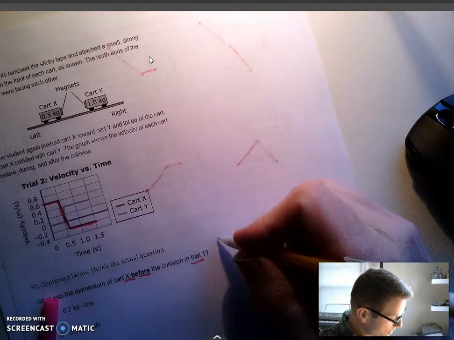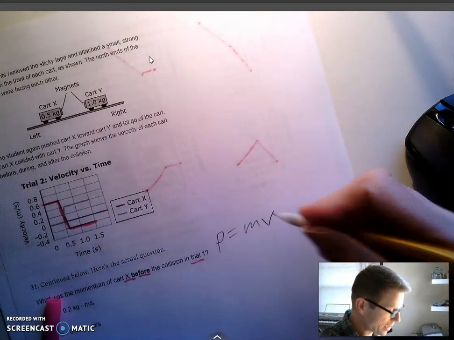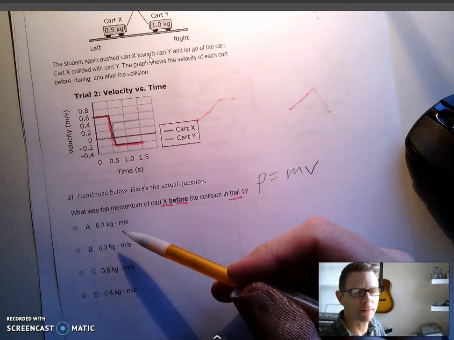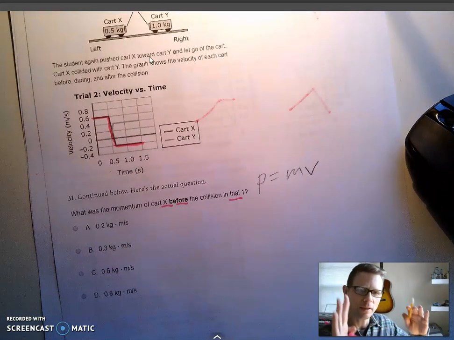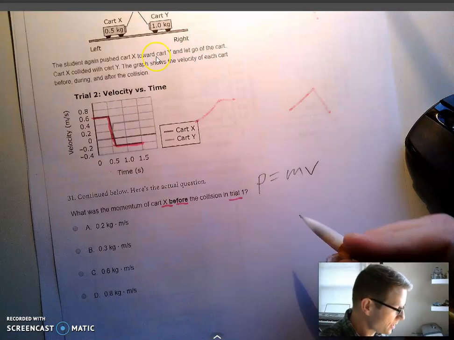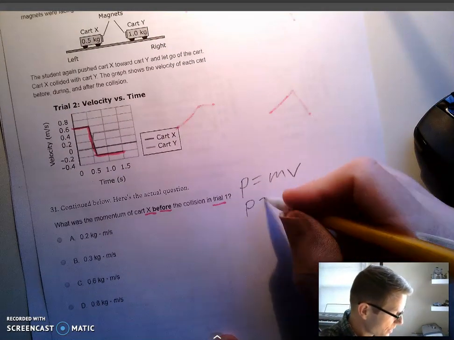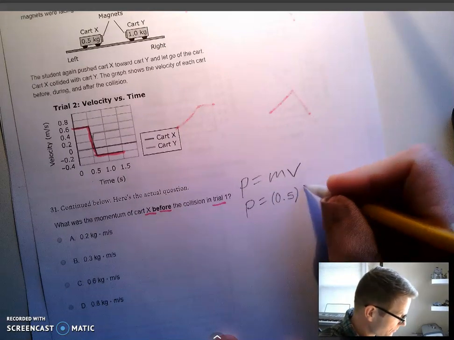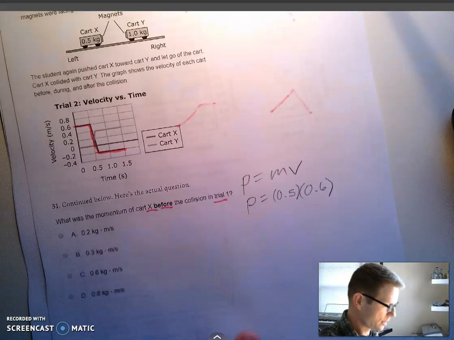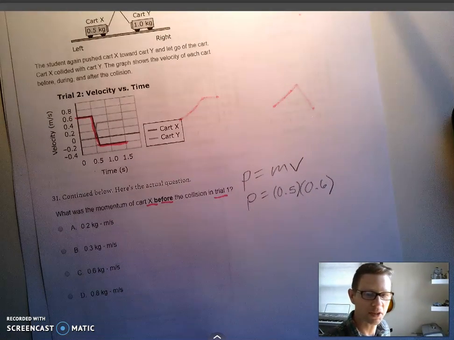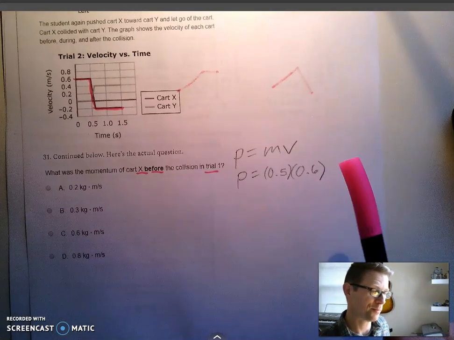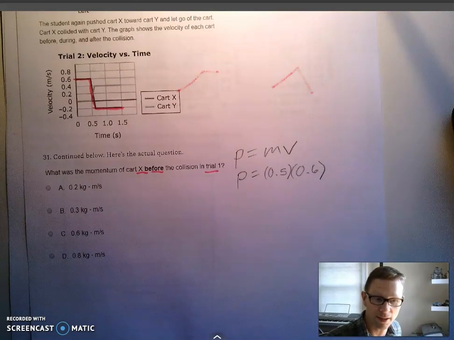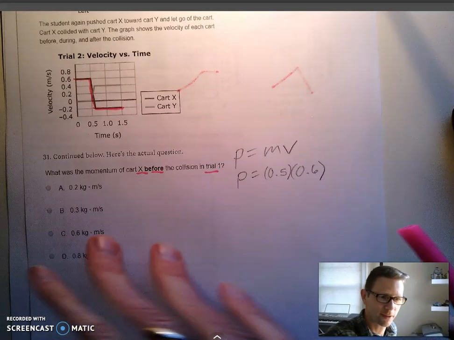In physics, we always think, what is the equation? Don't be that kid who just looks at this and goes, I'm going to grab a number so I can get on with my day. No, don't do that. In physics, you need an equation. So p equals mv. Momentum is equal to the mass, 0.5 kilograms, times the velocity I just said was 0.6. I'm going to tell you the answer, but you got to listen. It's the one that's 0.5 times 0.6, which is 0.3. It's in there. I'm not going to circle it for you. You got to listen.